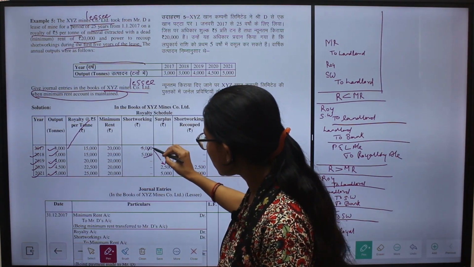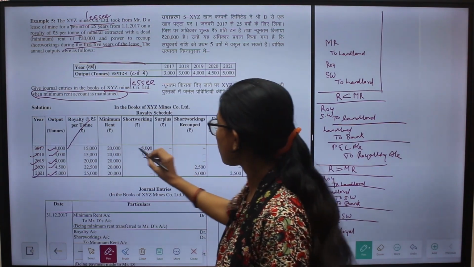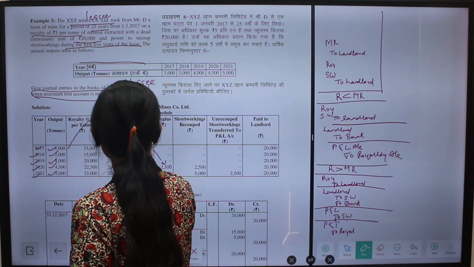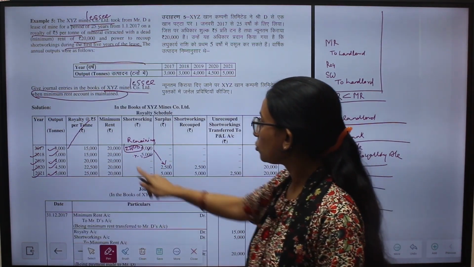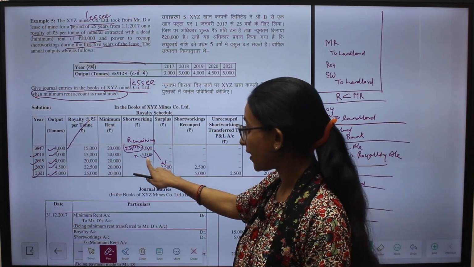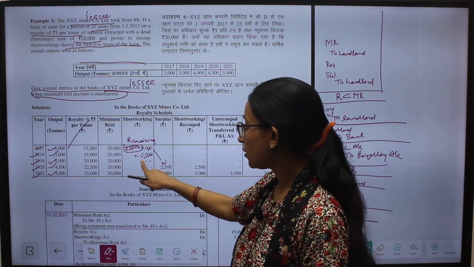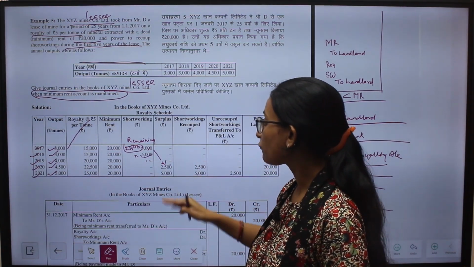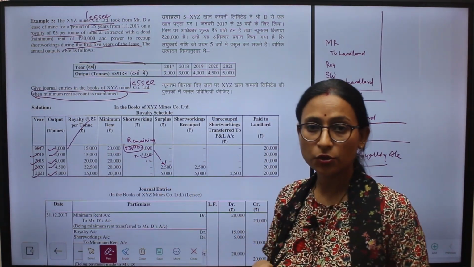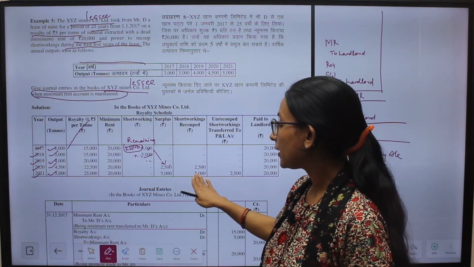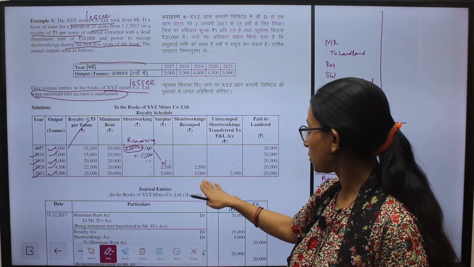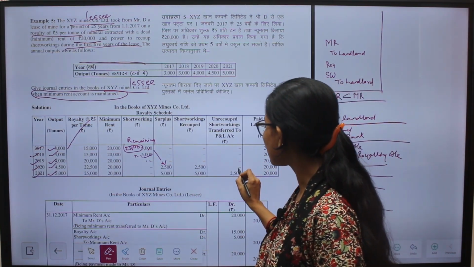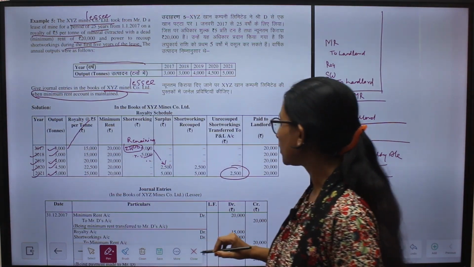Now how much is remaining in this 5,000? That is rupees 2,500 remaining. So 2,500 plus 5,000, that is 7,500. There is short working of 7,500 and we have the surplus of rupees 5,000 only. So we will recoup only 5,000 rupees in the year 2020-21. How much is left? Rupees 2,500 is left, which we will write down over here.